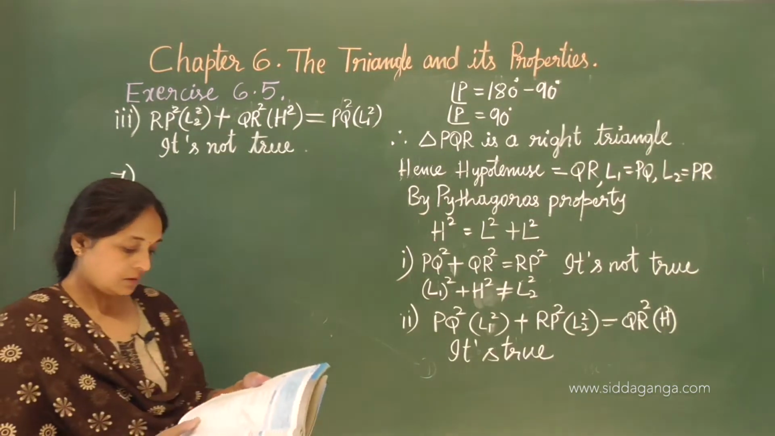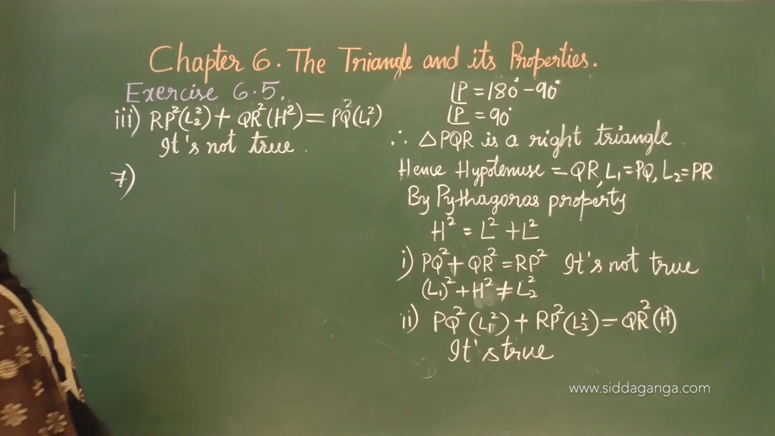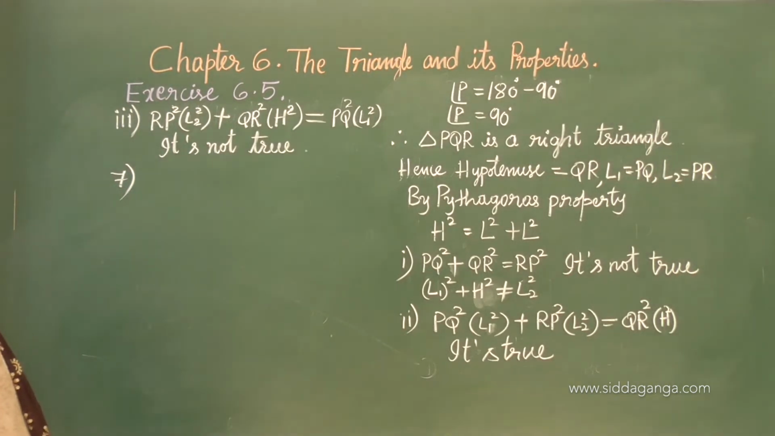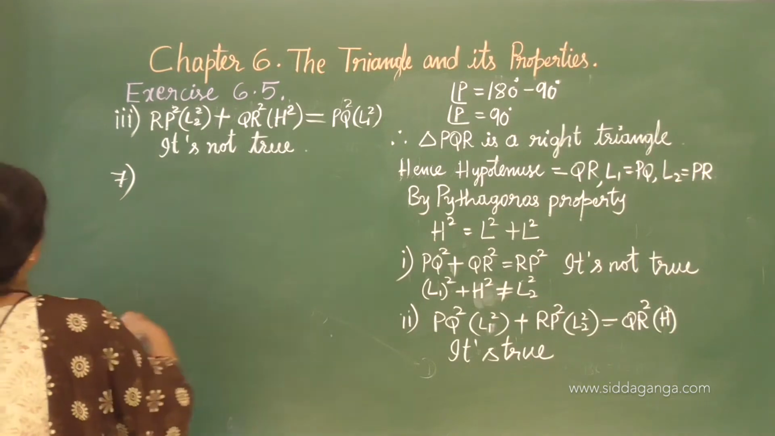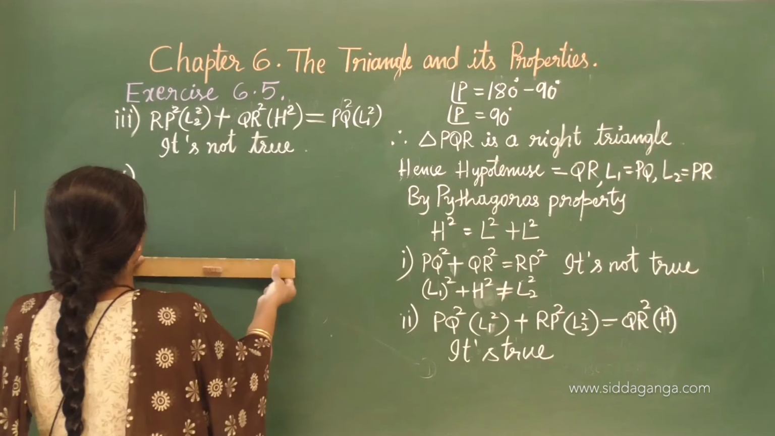Find the perimeter of the rectangle whose length is 40 centimeter and a diagonal is 41 centimeter. Okay, so I draw a figure of this rectangle.